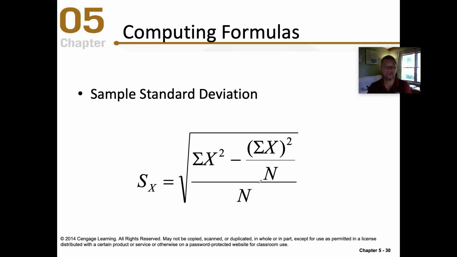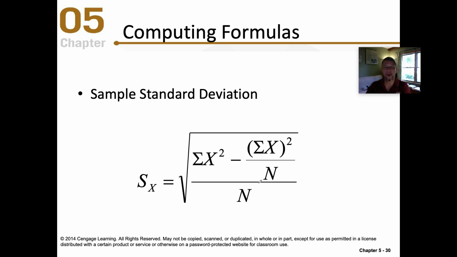If we take the square root of both sides in this case, then again we get capital S for standard deviation equals the square root of the sum of x squared minus the sum of x quantity squared divided by n, all divided by n. And so that'll give me the sample standard deviation. And again, this formula is a little bit different than you've seen in the past.